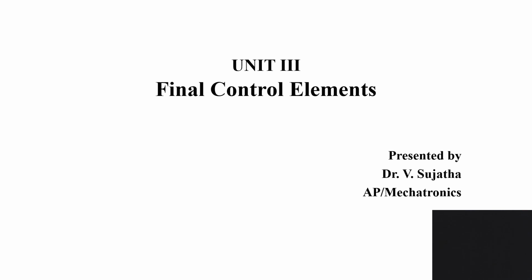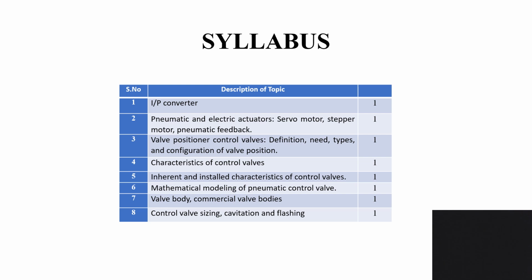Okay, so the final control element is the element which is connected between the controller and the process. In the first unit we discussed the process, in the second we discussed the controller, and now in the third unit we'll be exploring the final control element. Coming to the contents of the third unit.